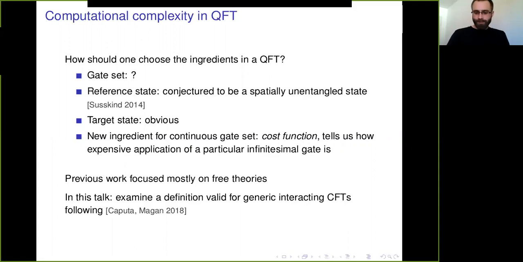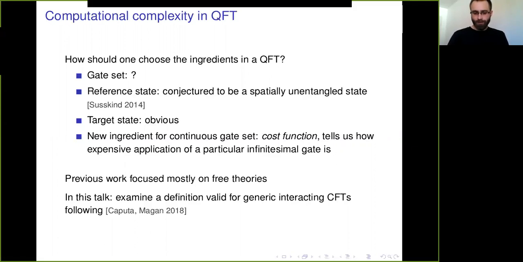Now, I said that the gate set is unknown. However, it is certainly clear that it makes much more sense to choose a continuous set of gates in a quantum field theory than a discrete set, as you would do in an ordinary quantum computer. And if you choose such a continuous gate set, you also need to specify the so-called cost function.